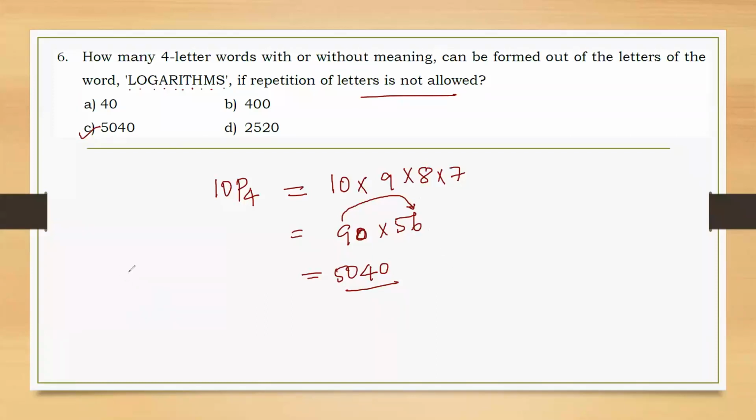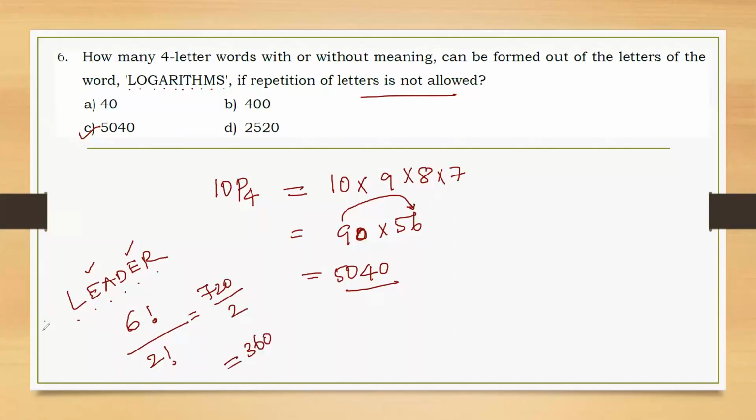Good. And Meera, the answer for leader is 1, 2, 3, 4, 5, 6, right? 6 factorial and divide by E similar. So by 2 factorial. So you will have 720 by 2. Answer is 360. This is for the 4th one.